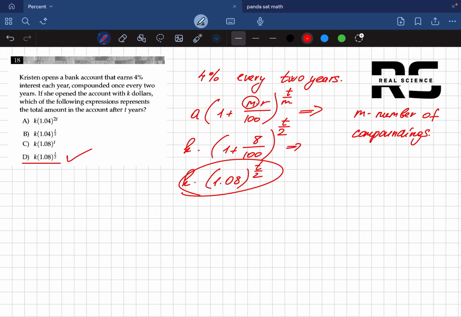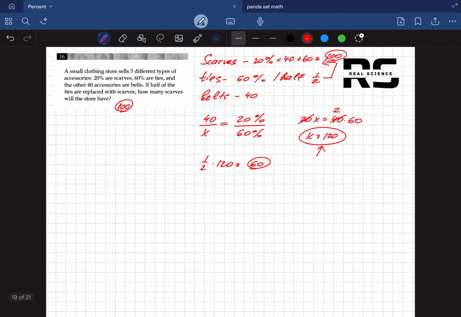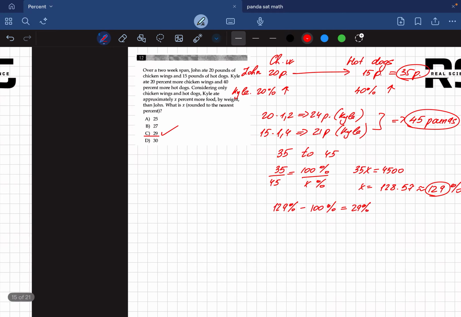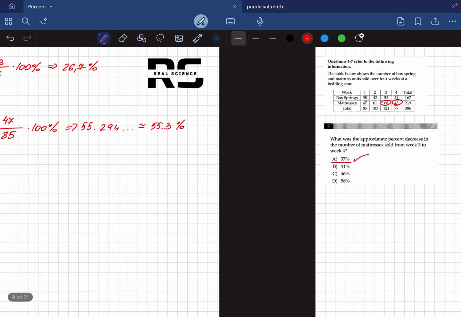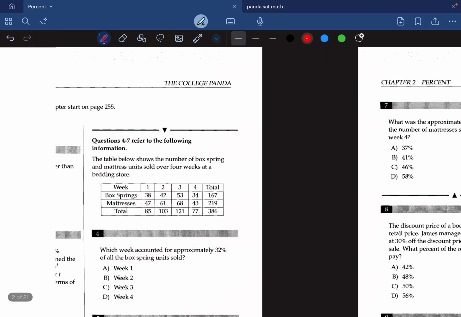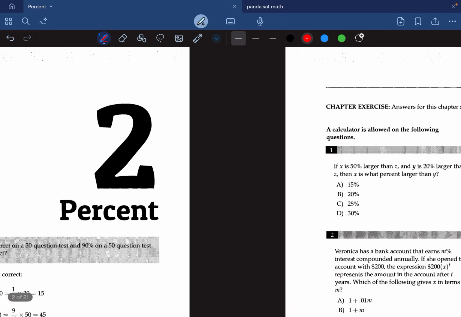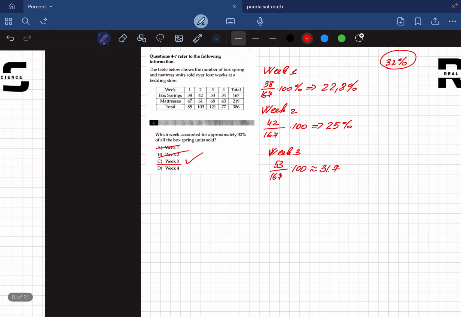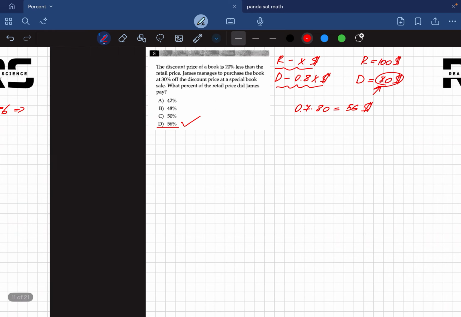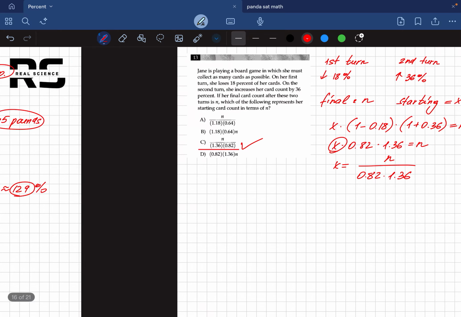You can take a look at all the solutions. You can take a photo of every one of them. That was basically the second topic, percentages, with all the solutions to all the questions.